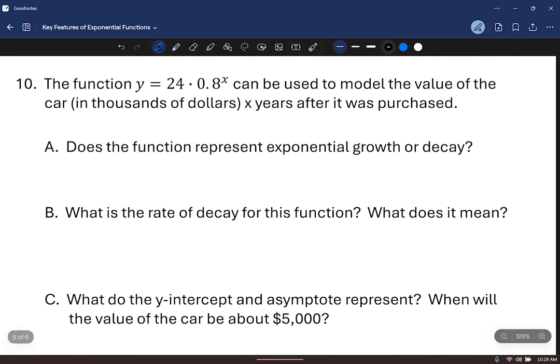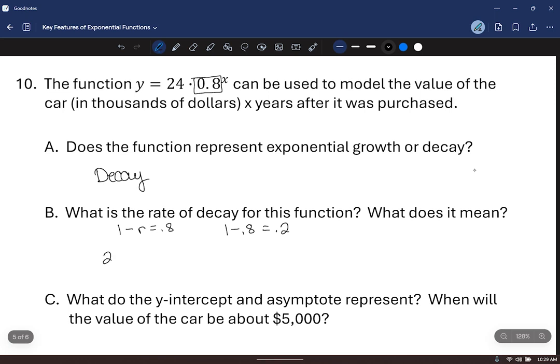The function y equals 24 times 0.8 to the x can be used to model the value of a car in thousands of dollars x years after it was purchased. Now, does this function represent growth or decay? Well, if I look at the base of that exponent, it's less than 1, so this is definitely decay. What is the rate of decay? Well, think about how much lower you are than 1. So 1 minus something equals 0.8. Now, I feel like this one is easier. Honestly, all you have to do is say 1 minus 0.8. That gives you 0.2.